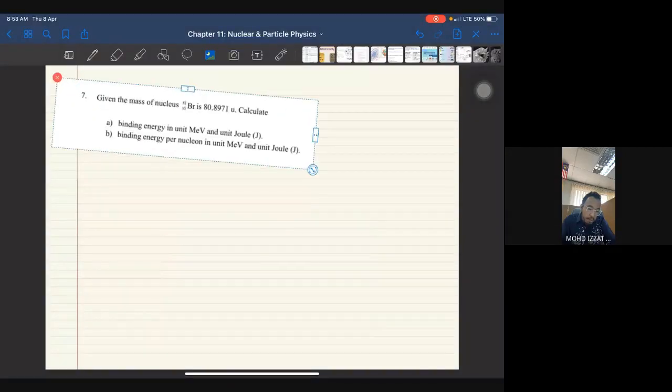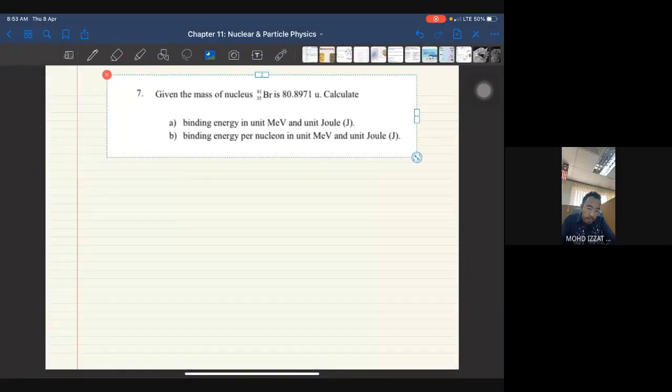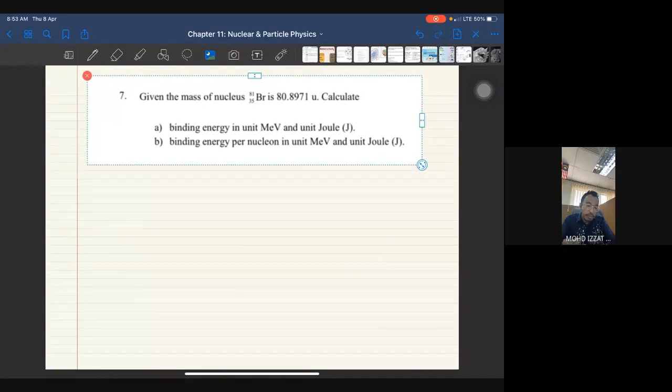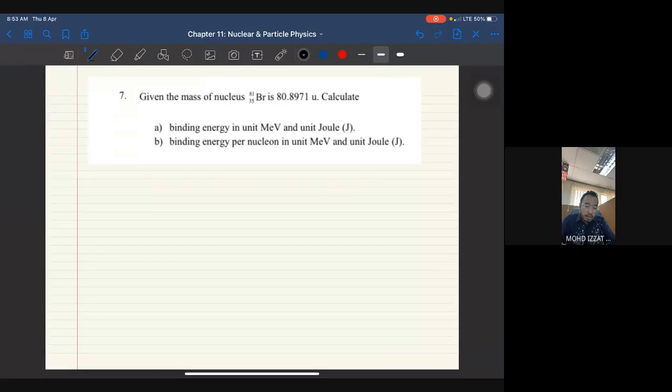Okay, you're given the mass of nucleus of the barium code is 80.8971 U. Calculate the binding energy in unit MeV and unit joule and binding energy per nucleon in MeV and joule. Okay, so you're given 81 dengan 35 tu.